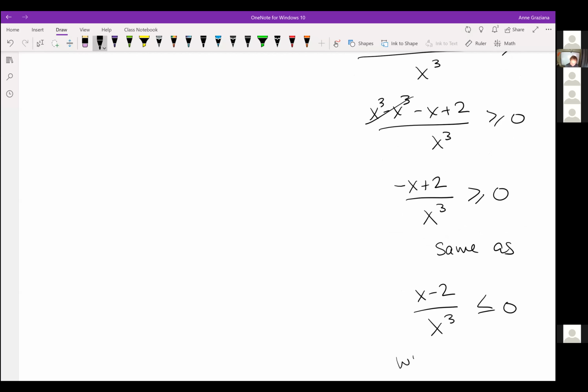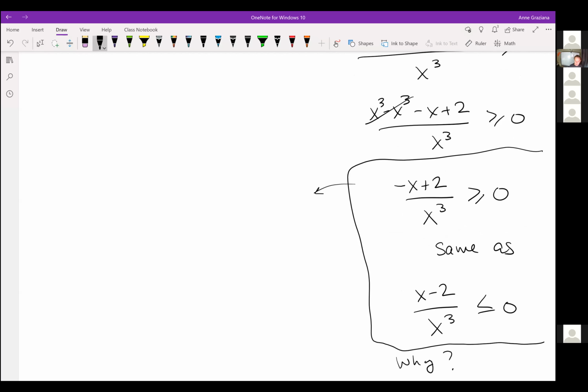Why? How are these the same? That's my question. Because there's a negative in front. Yeah, because of this negative. So if you did it the other way, you just would have been answering a different question and you would still get the same answer because these are technically the same things. This is negative x minus 2 over x cubed greater than or equal to 0. And if I multiply both sides by a negative 1, that would get rid of it, but I would also have to flip here. So these are the same.